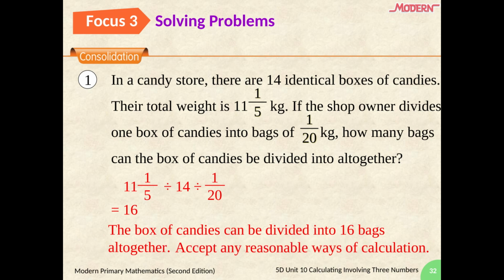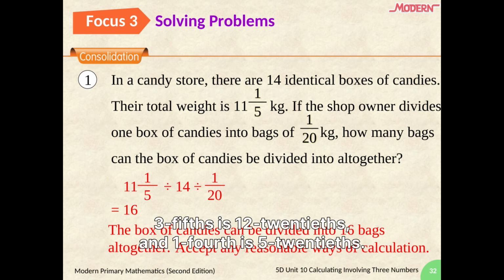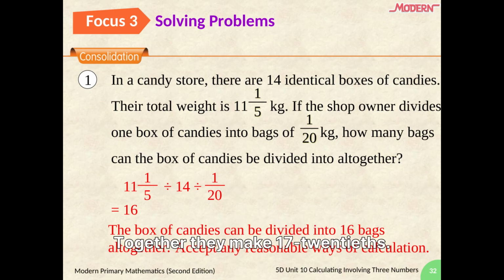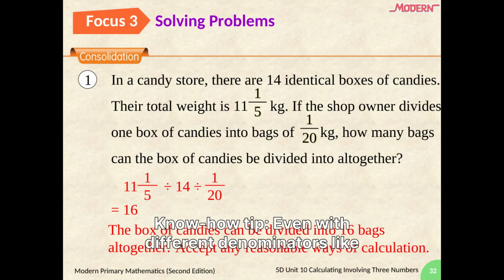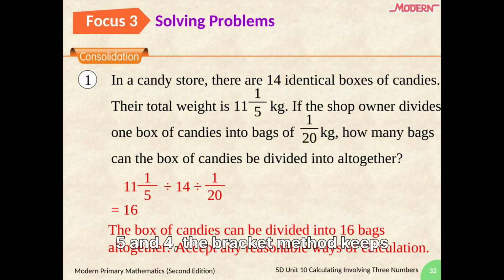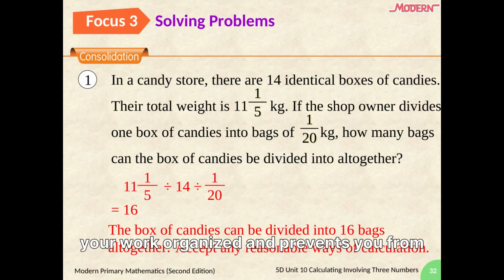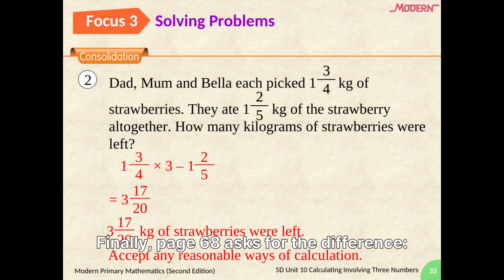Common denominator? 20. 3/5 is 12/20 and 1/4 is 5/20. Together they make 17/20. 60 times 17/20. Simplify 60 and 20 to get 3 times 17, which equals 51. There are 51 pencils and pens altogether. Know-how tip, even with different denominators like 5 and 4, the bracket method keeps your work organized and prevents you from losing track of the total number. It's a rock-solid strategy.